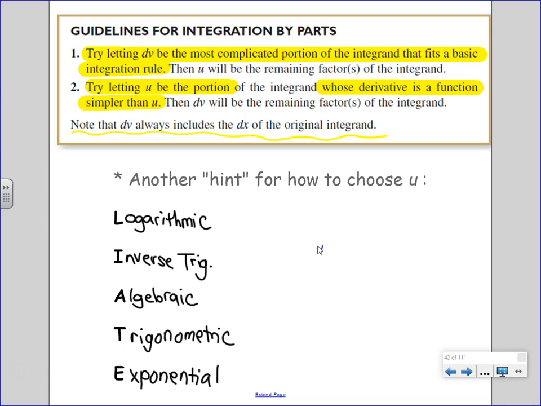So this is how you choose u. If there's a log, choose it. If there's not a log, but there's inverse trig, choose that. If there's not a log, not inverse trig, but there's something algebraic, like the square root of x squared plus 4, something without logs, inverse trig, trig, or exponentials, then choose an algebraic if you can. If there's nothing algebraic, choose a trig. If there's nothing trig, choose an exponential. If it's none of that, then it's probably not going to work.